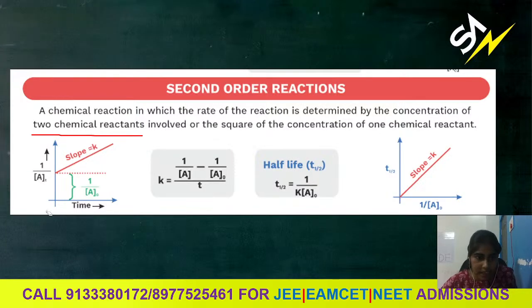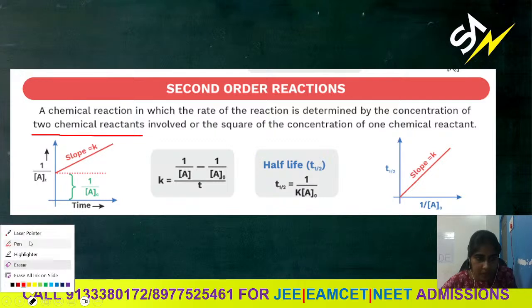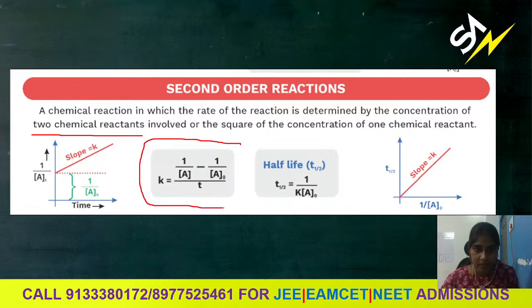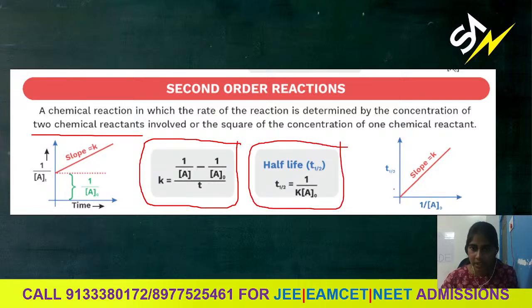Here the rate equation is shown in this way. K is equal to 1 by the final concentration minus 1 by the initial concentration, divided by the time taken. This gives the rate law of the second order equation, and this T half gives the half-life time of a second order reaction.